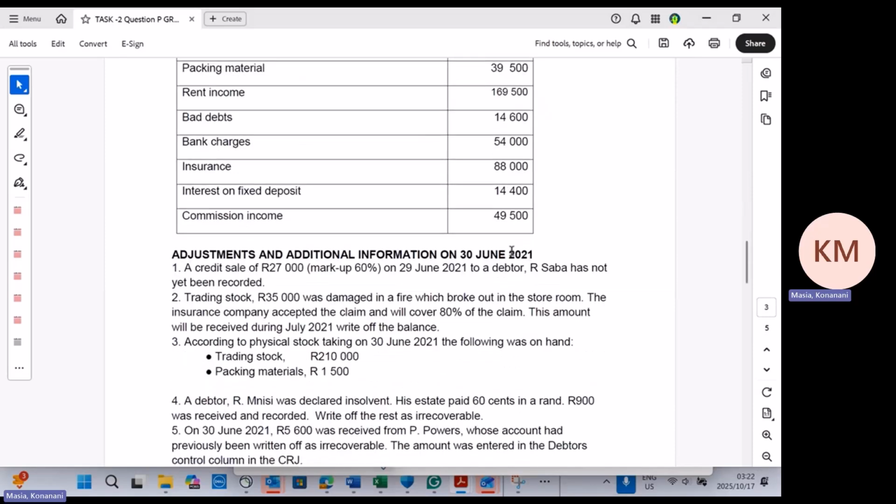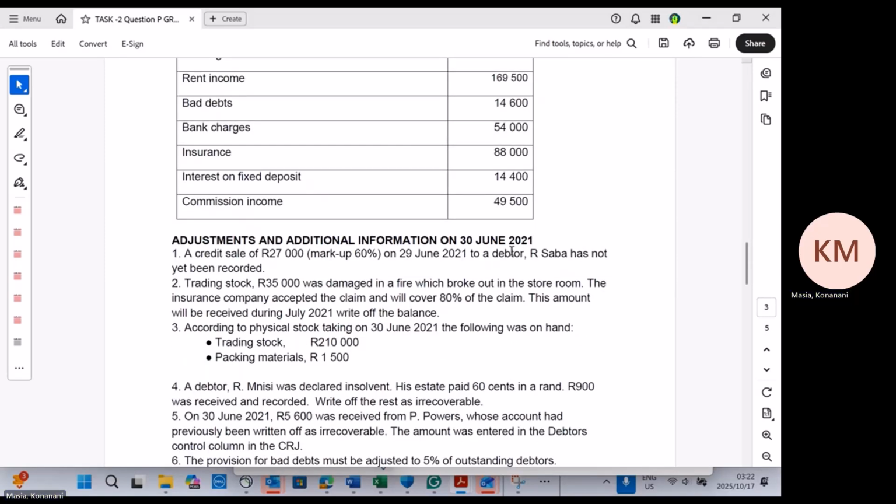Okay, you go to the additional information. It says here, there was a debtor called Armnisi who was declared insolvent. His estate paid 60 cents in the rand; 900 was received and recorded. Write off the rest as bad debts. But now you only received 900. What was the total debtors control?